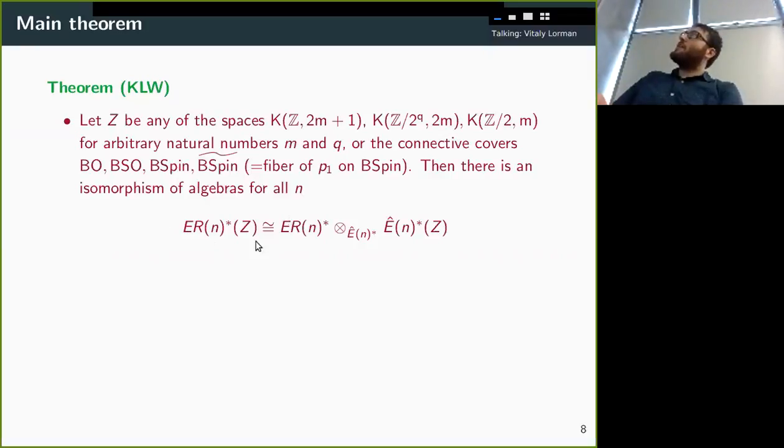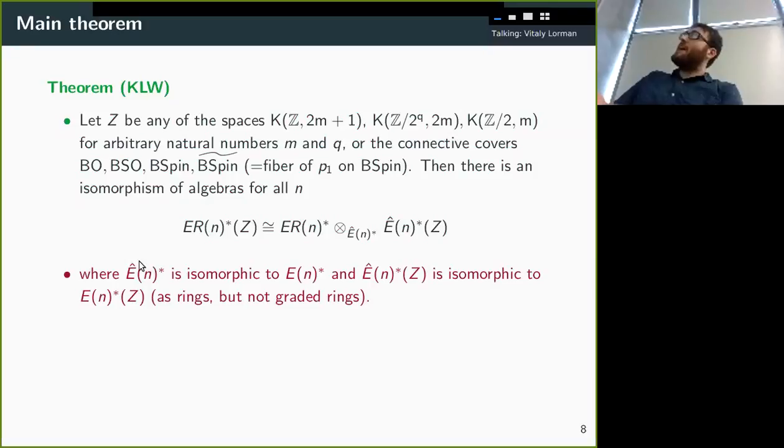And you calculate their ERN cohomology by, and I'll say a little bit about the hat in a second, roughly calculating their EN cohomology, which you know, and then base changing the coefficients up to ERN. So here, this hat is something kind of weird. I'll explain later, but En hat is isomorphic to En, the coefficients of En. En hat star Z is isomorphic to just the En cohomology of Z. But the subtlety is that the isomorphism is as rings, but not graded rings. So there's a scaling of degrees happening. Okay, I'll talk about why that happens later.